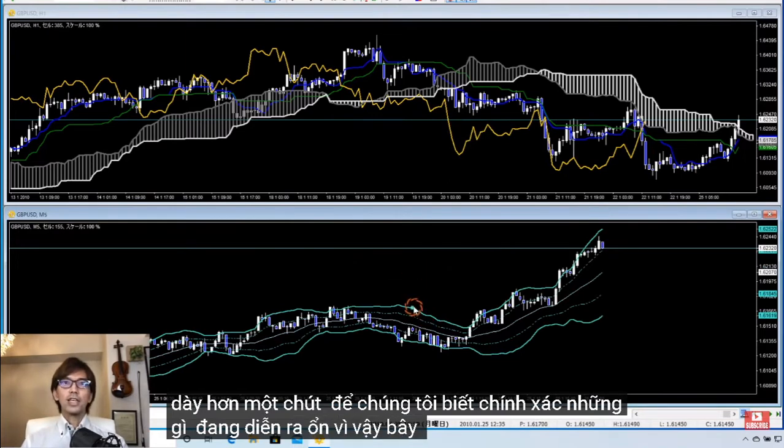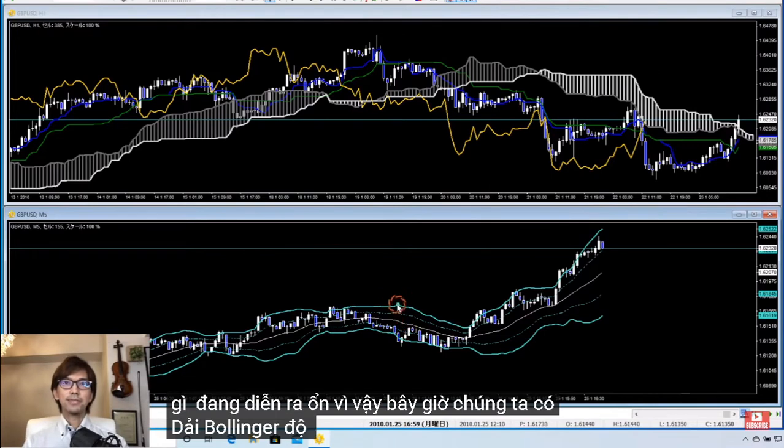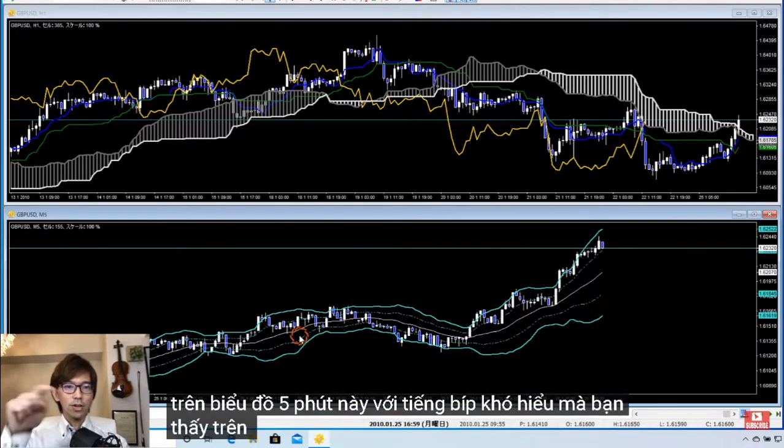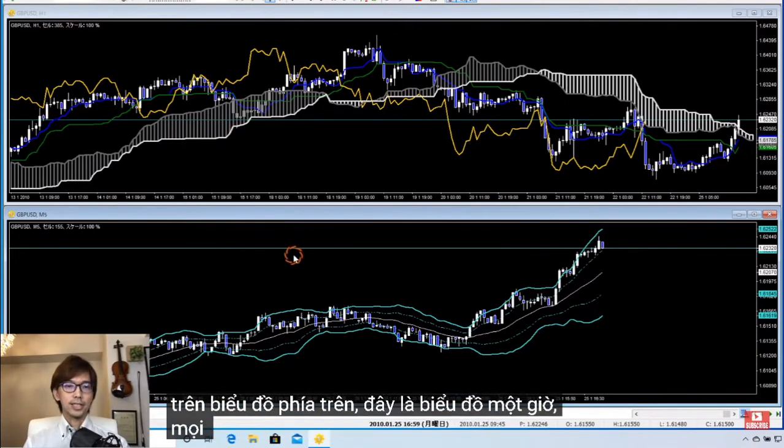Okay, so now we have Bollinger Bands deviation 2 and 1 on this 5-minute chart, on this GBPUSD, on the lower chart, and on the upper chart this is the 1-hour chart. Alright, is it good so far? So far so good?